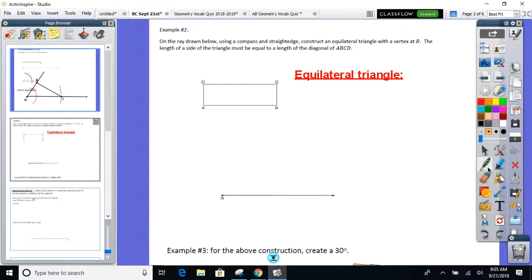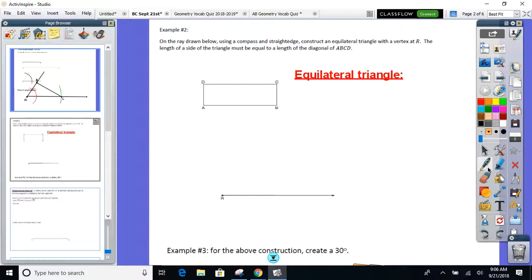On the ray below, construct an equilateral. What's equilateral here? All sides are equal and all angles are equal. Yes, nice. So all sides are equal. What do I have to know about one of those sides? The length has to be equal to the length of the diagonal.